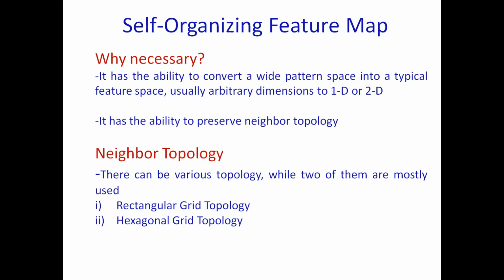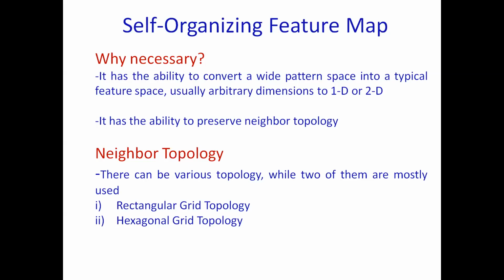This is a different kind of neural network. So this is one feature map, and this feature map is self-organized. Sometimes we can have a wide pattern space, which is a very wide pattern, and we need to convert this wide pattern space into a typical feature space, with very reduced dimensionality, from arbitrary dimensions to one dimension or two dimensions.